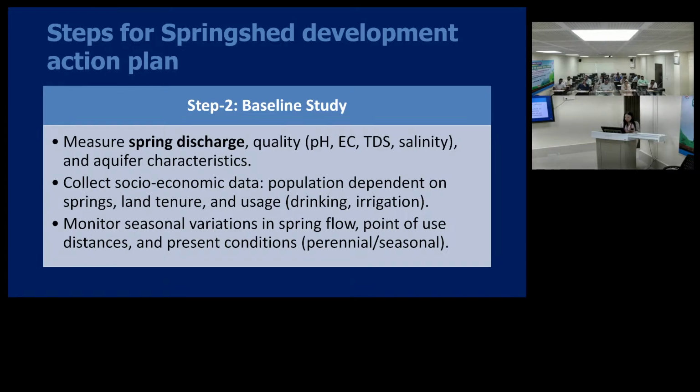So this is step two, baseline study, collection of various information like the population, how many people are dependent on that spring, whether that spring is existing for a long period of time or it has recently come into the picture. And then the usage, is it used for drinking purpose, for domestic purpose, or for irrigation purpose? The third is to monitor the seasonal variation, spring flow and hydrograph behavior. We can check whether the spring is perennial or seasonal. So in baseline study, these steps can be taken up.